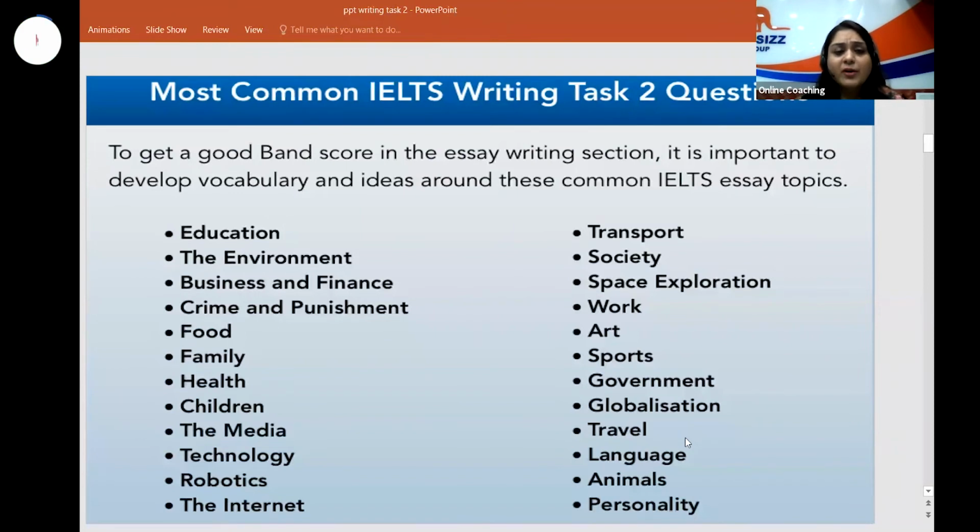Similarly, if you are going for health, generally the topic comes with health issues related to either obesity or junk food.